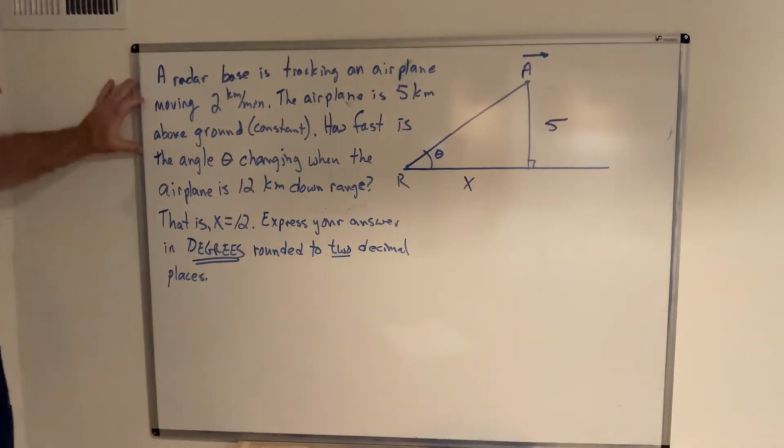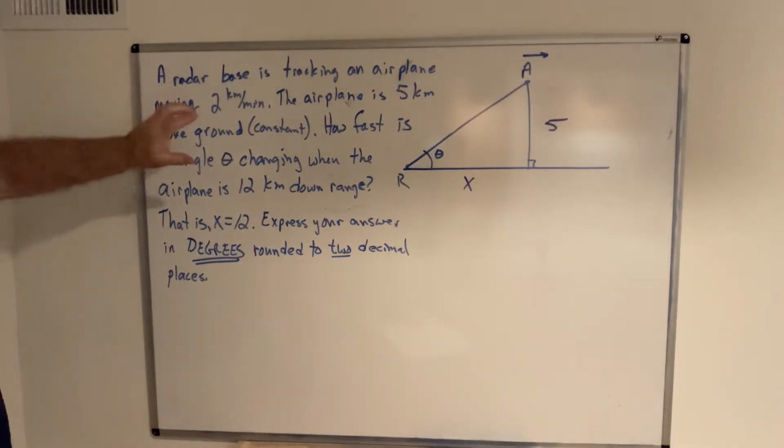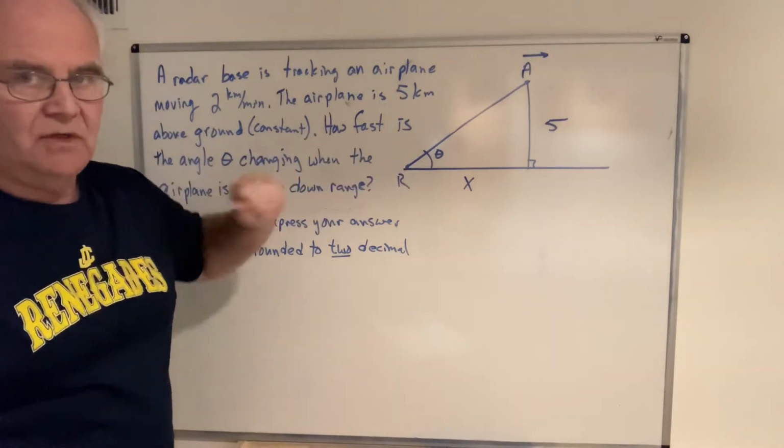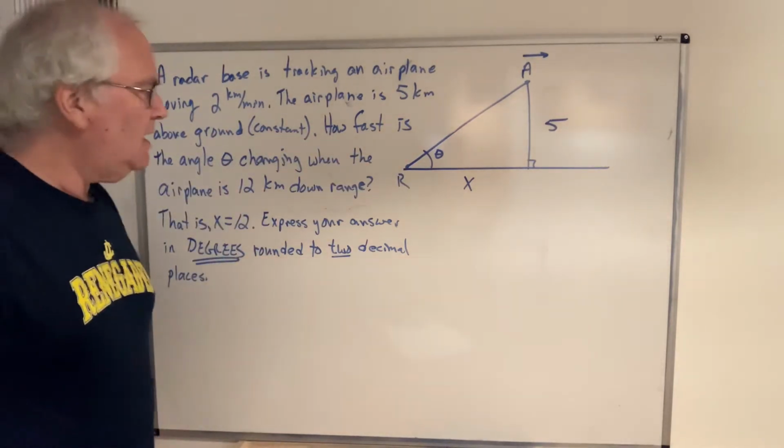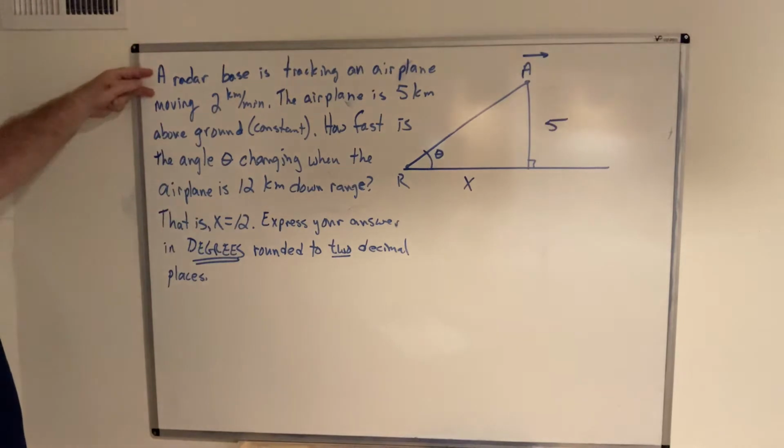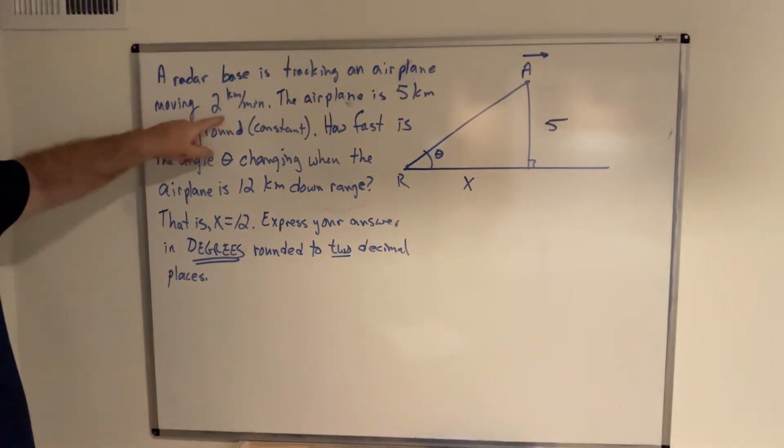So our next example of related rates has a problem in which we're using an angle, theta. We're going to throw some trigonometry in here. So a radar base is tracking an airplane moving 2 kilometers per minute.